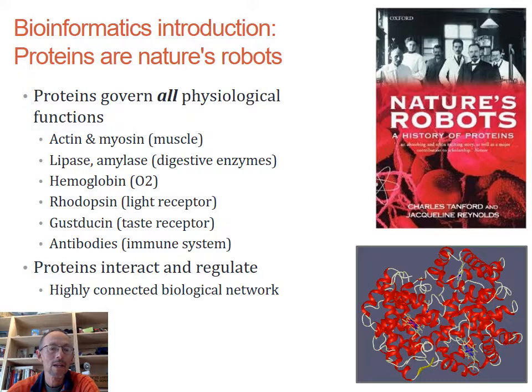Rhodopsin is a light receptor in your retina. Gustducin, taste receptor. Antibodies are proteins and obviously are part of your immune system. Proteins interact with one another in protein-protein networks and regulate one another. Proteins form a highly connected biological network of robots.